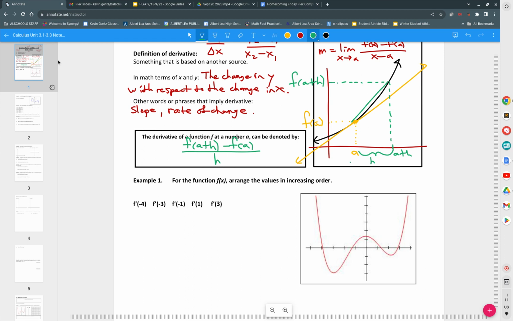So what am I going to do with these 2 points? Move them closer together. What happens to h as I move them closer together? H gets smaller, right? In fact, we want h to go towards what value? A plus h moves towards a, but the value of h moves towards 0. And so we slap on limit as h goes to 0. That's the definition of a derivative.